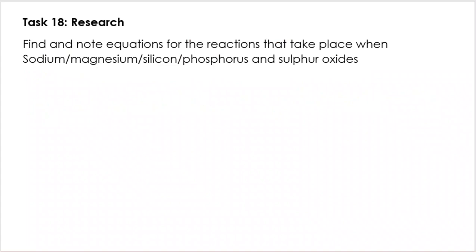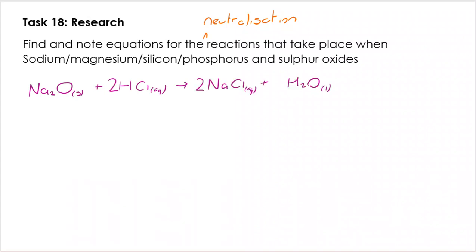So, what reactions will take place when sodium, magnesium, silicon, phosphorus and sulfur oxides react in neutralization reactions? That's what we're looking for here. So let's start with sodium oxide. If I react sodium oxide with HCl, I'm going to make sodium chloride and I'm going to make water. And this is an equation that we saw in the first video of this topic.